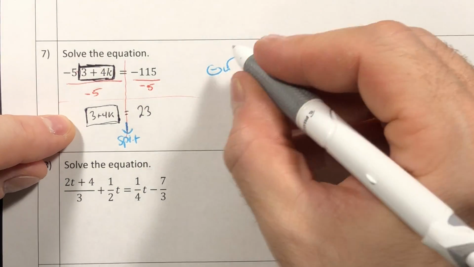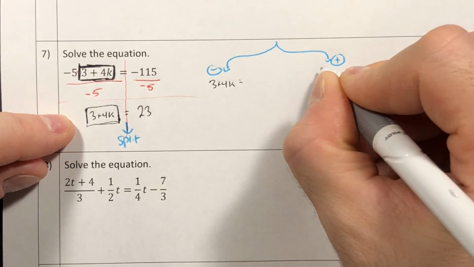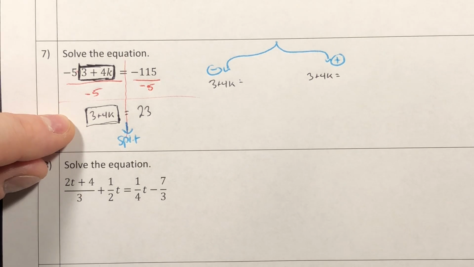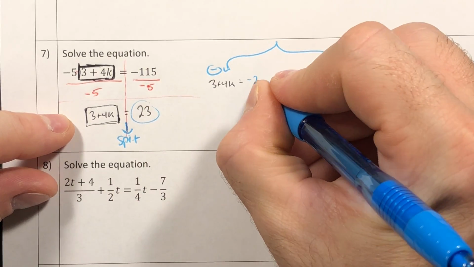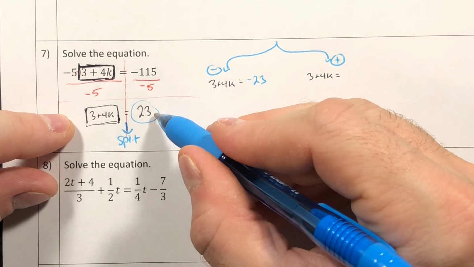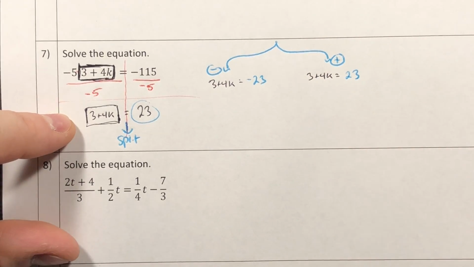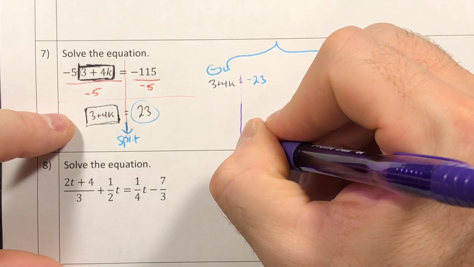I'm going to copy down what's in my box. So 3 plus 4k, 3 plus 4k. And then I'm going to take this right here and say, well, 23 times negative 1 is negative 23. 23 times positive 1 is just regular old 23. Awesome. Now for this, I'm going to go through and solve the two equations.